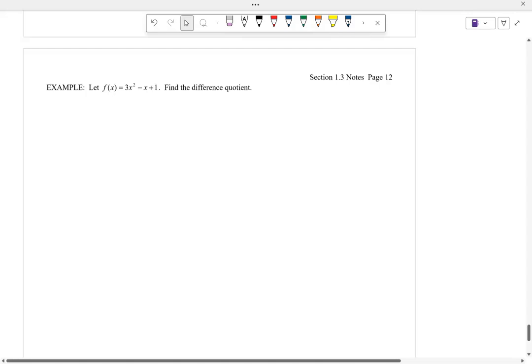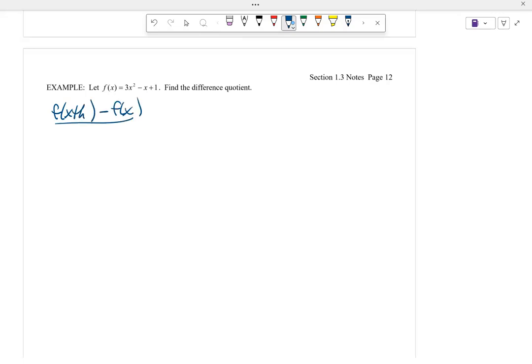Now find the difference quotient for this one. So again, we're going to find the difference quotient. So we're going to have f of x plus h minus f of x, y2 minus y1 over x2 minus x1, but remember the x's cancel. So we just have an h on the bottom. So let's look for f of x plus h. Well, f of x is 3x squared minus x plus 1.